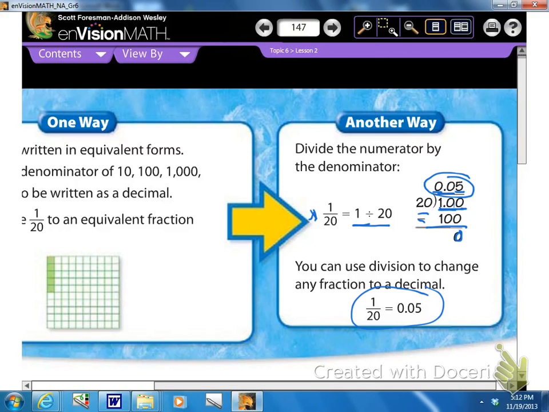So there's two different ways. If you can make an equivalent fraction that has a denominator of 10, 100, or 1,000, or 10,000 even, do that. If you cannot, then you just have to divide the numerator by the denominator like they did here in the other way.